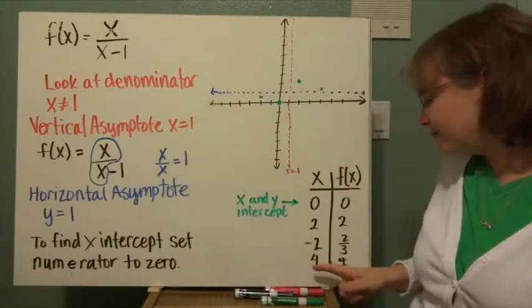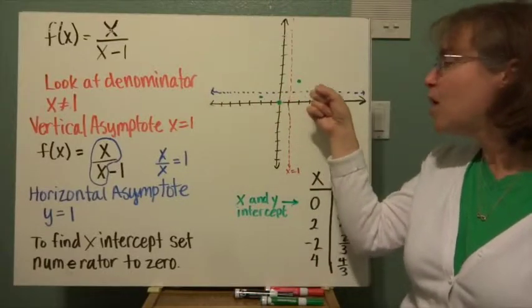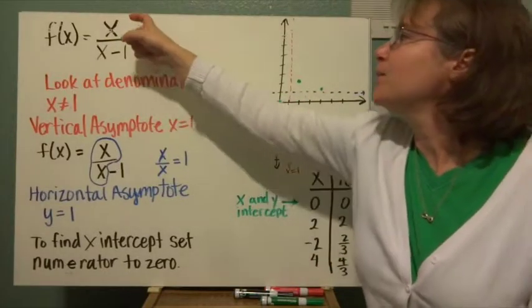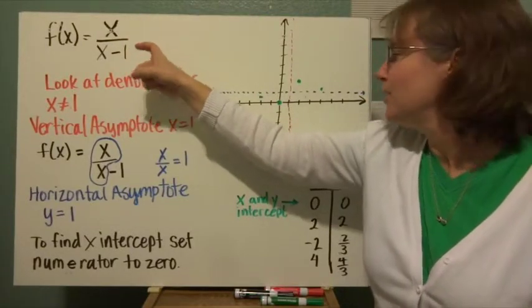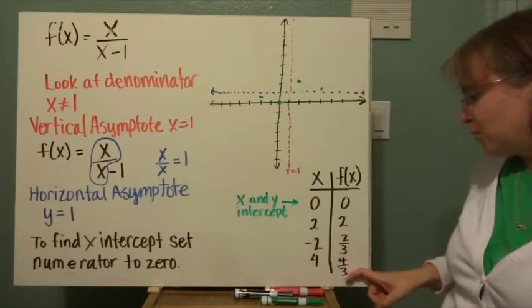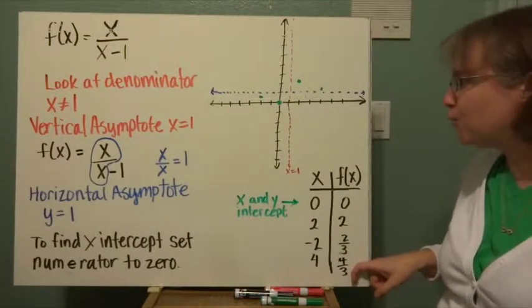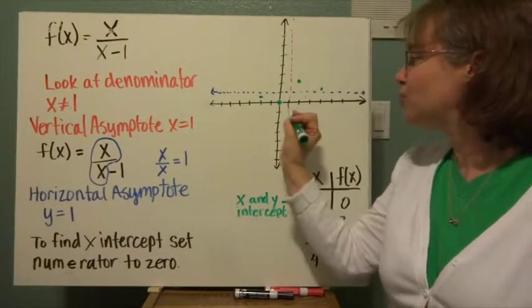And I want to try another value. I'm going to try 4 here. So that's 1, 2, 3, 4. What's the graph doing at 4? So I go ahead and substitute a 4 in. I have 4 over 4 minus 1. So 4 minus 1 is 3, and that's 4/3. So when x is equal to 4, y equals 4/3. And then I can go ahead and use those points as a guide to draw the graph.